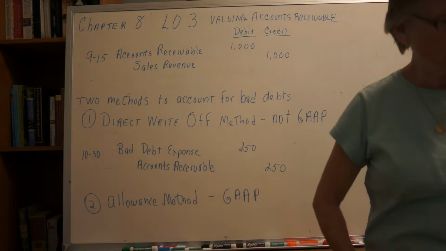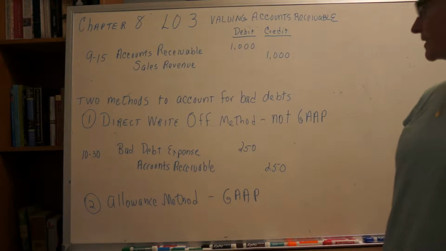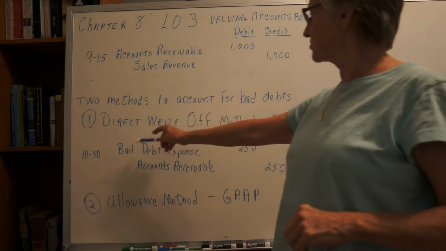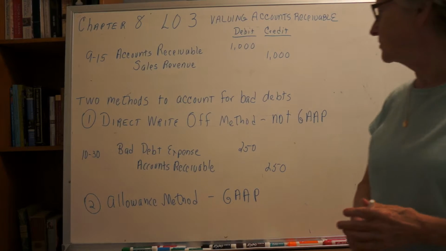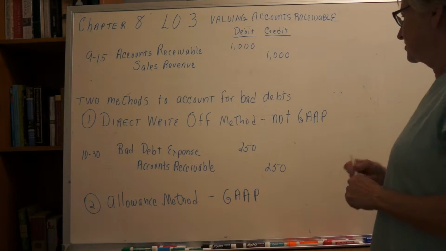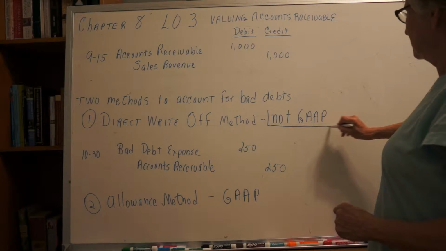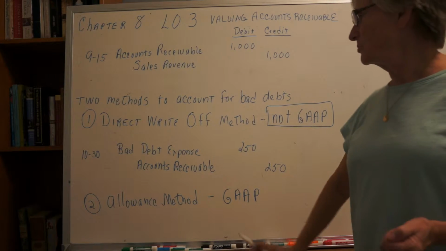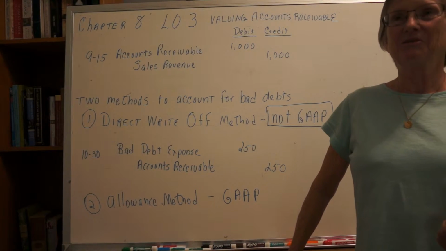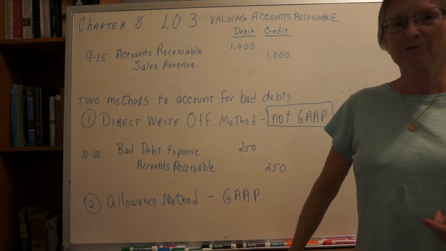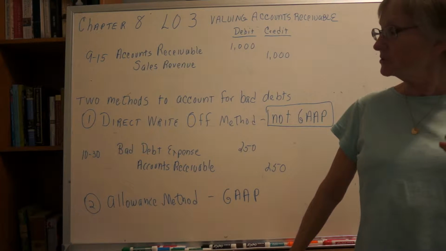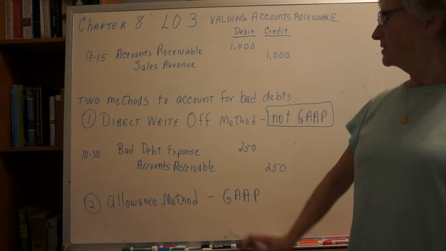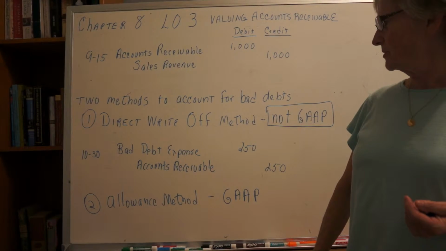There's two main methods to account for bad debts. So here's our two methods. The first is the direct write-off method, and this is not generally accepted accounting principles unless your bad debts are not a significant part of your business. In other words, if they're insignificant, not material, you can use the direct write-off method.